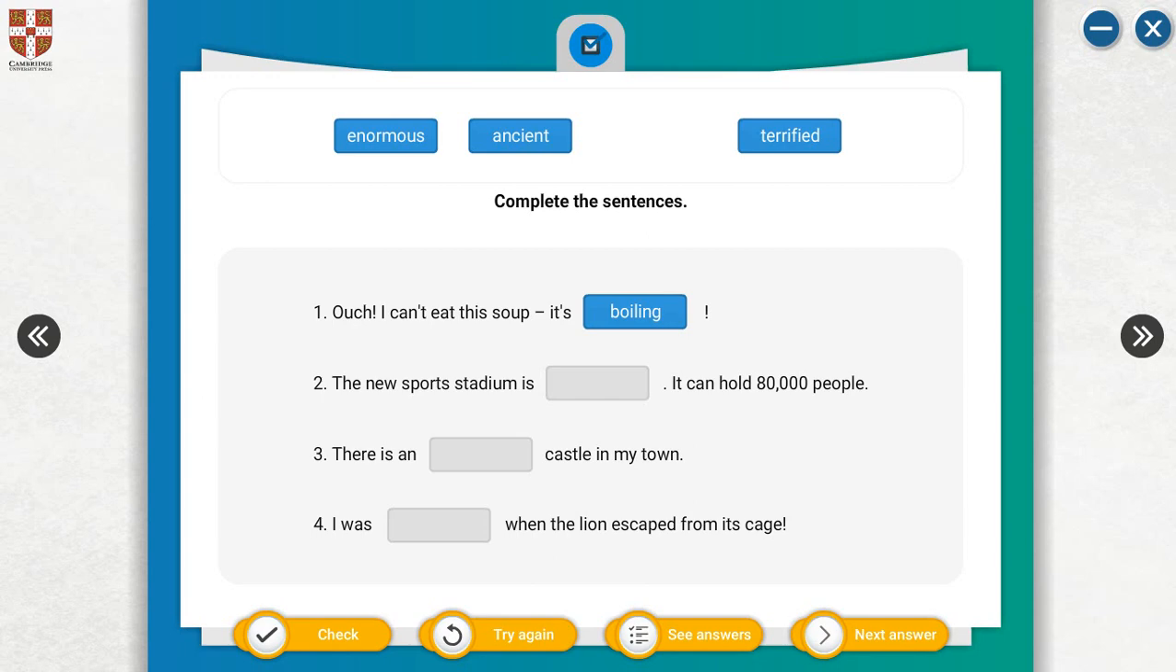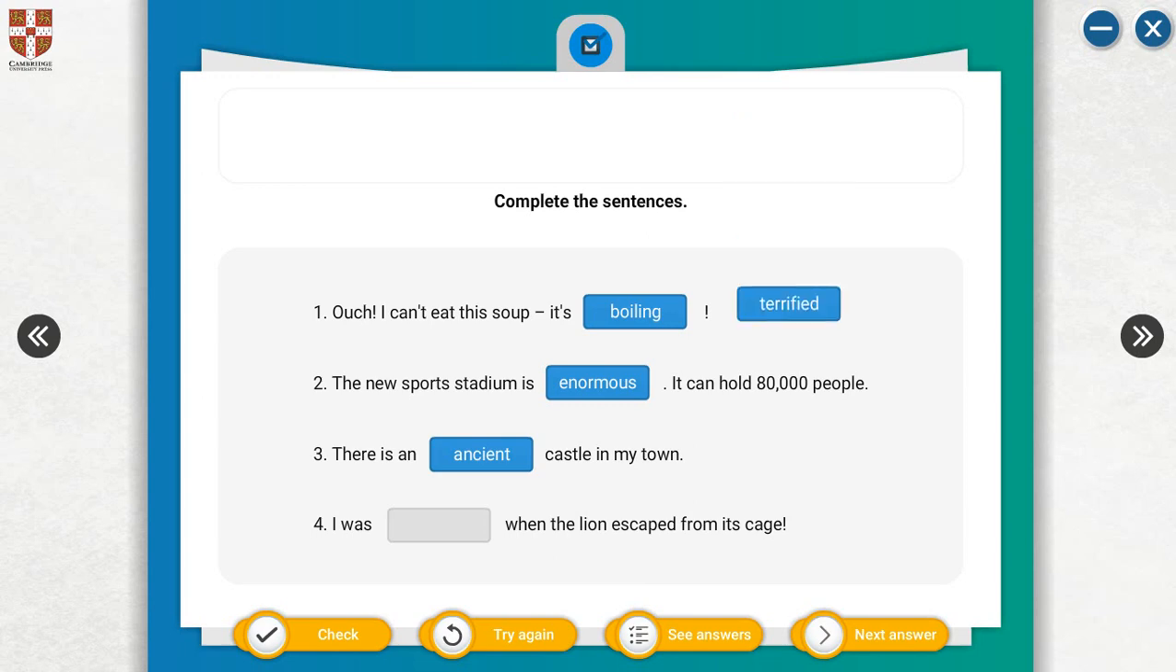And number 2, the new sports stadium is blah blah blah. It can hold 80,000 people. Yes, that can be big, very big. What is very big? Enormous. There is an blah blah blah castle in my town. Very old. What does it mean, very old? Ancient castle. And it was blah blah blah when the lion escaped from its cage. It was very scared. That means terrified. Check your answer, please.